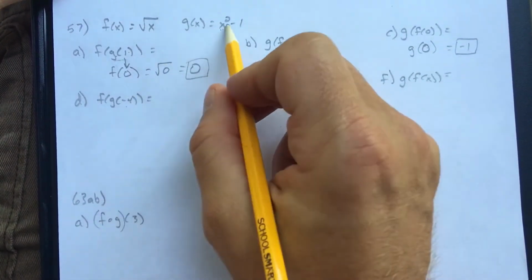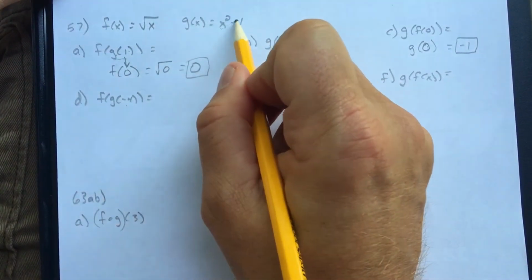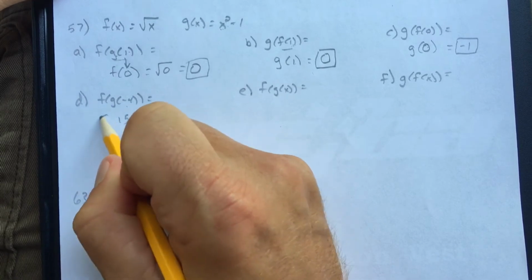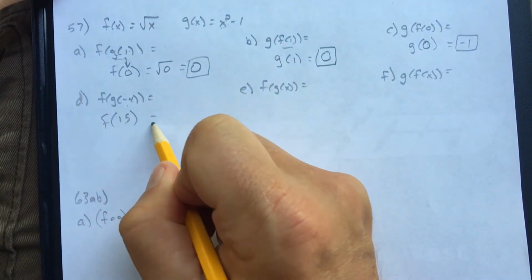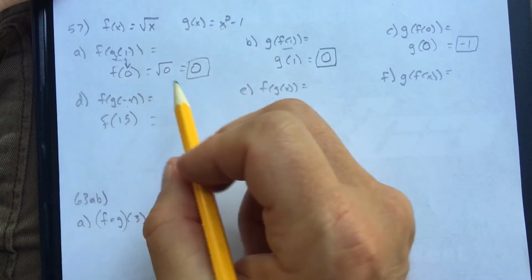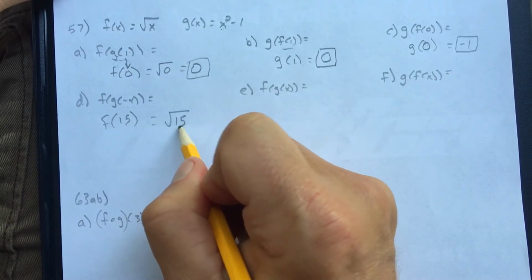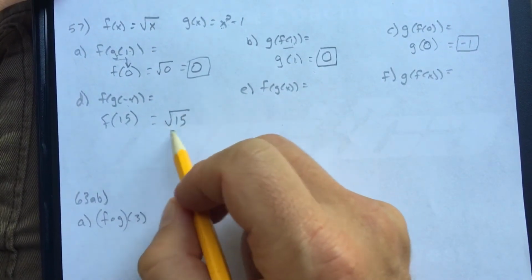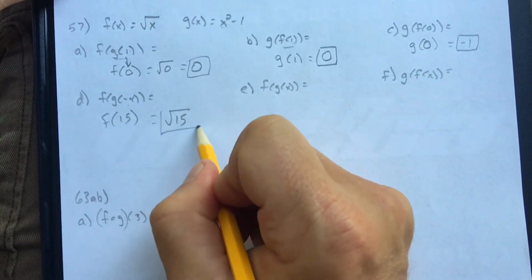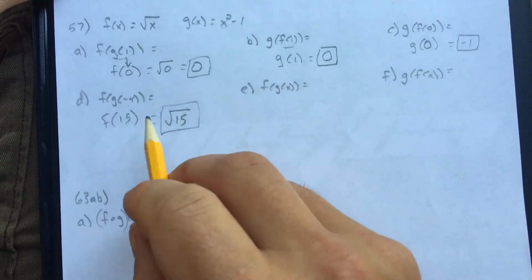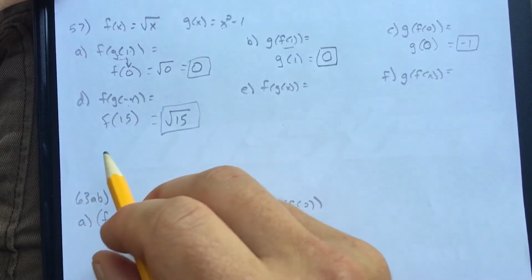Put negative 4 into the g function. I'm going to get 16 minus 1, which is 15. So now f of 15, if I put that in there, I get square root of 15. Now there might be a temptation to grab your calculator and give me this as a decimal. No need. That's the exact answer. That's the better answer. Just leave it like that.